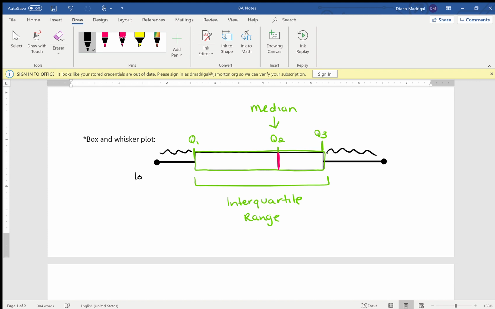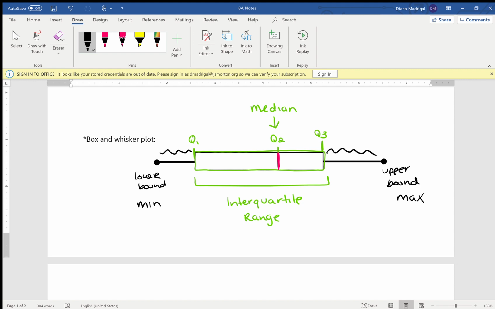This is your lower bound. And this is your upper bound. Okay, basically this is your minimum and your max. So when they're talking about your minimum, you're talking about the lower bound. When they're talking about the max, you're talking about the upper bound.